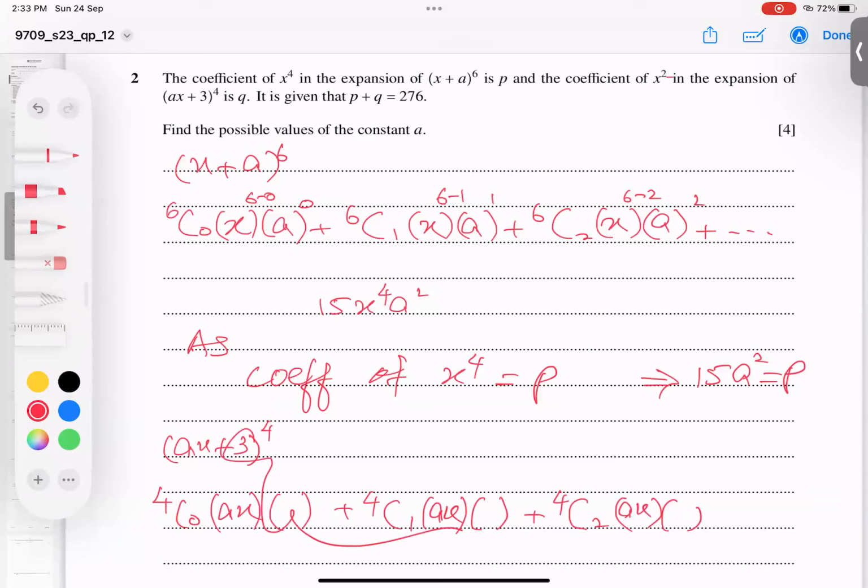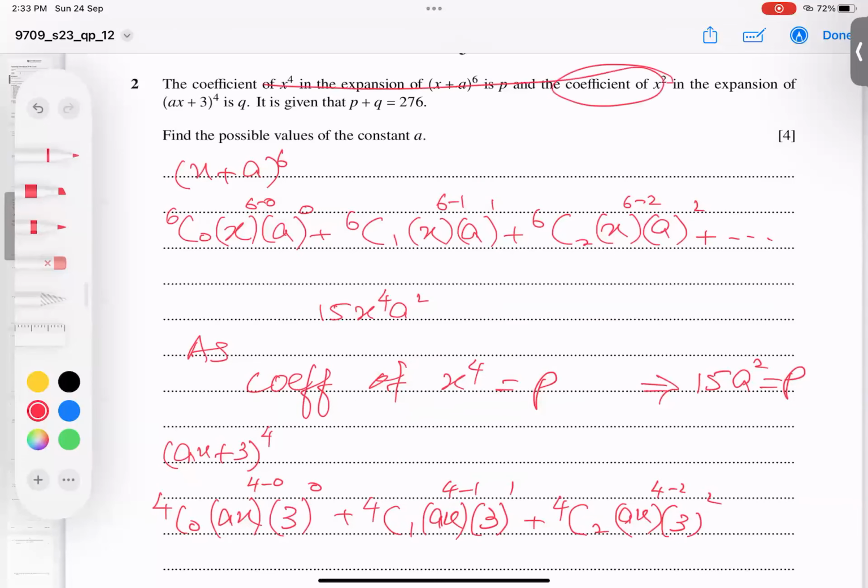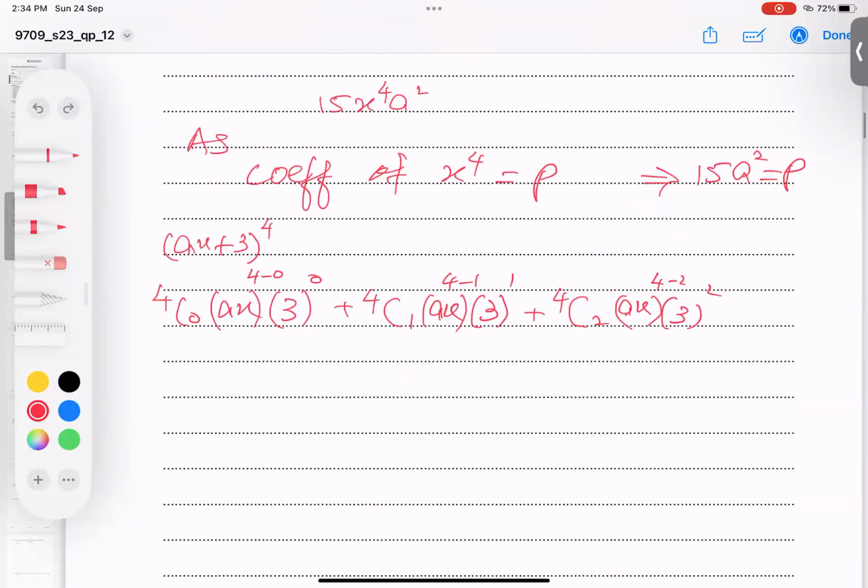This 3 will go in the second bracket, and the 4 minus 0 subtraction will come here, and 0 comes here. 4 minus 1, 1 comes here. 4 minus 2, and 2. It is very clear. He said the x squared coefficient is equal to q. I will not waste my time. I'll just find the x squared coefficient, because 4 minus 2 is 2. So I'm taking this 2 to the power a, it means a square. 2 to the power x means x to the power 2. And 3 to the power 2 is 9.